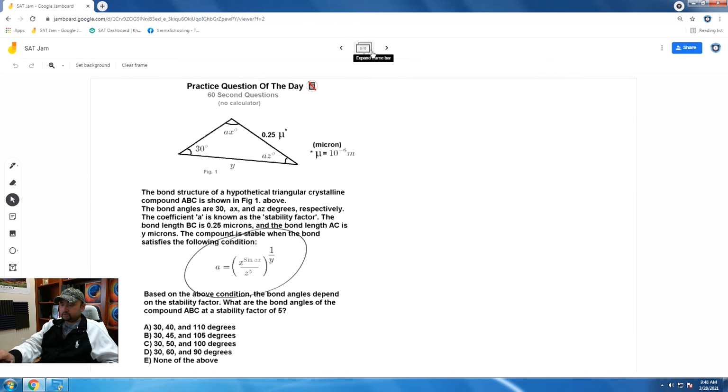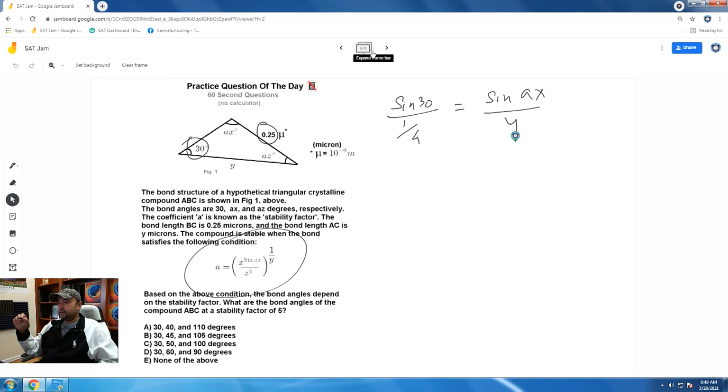So the trig question was fairly straightforward. You had to rearrange the exponents and use the sine rule. So the sine rule, if you remember, you're given a 30-degree angle and about 1/4 of the side here. So sine 30 divided by 1/4 should be equal to sine of ax degrees divided by y. Someone who is really good at equations will immediately see that sine ax equals 2y, because sine 30 equals half. So this side will turn into 2y equals sine ax.